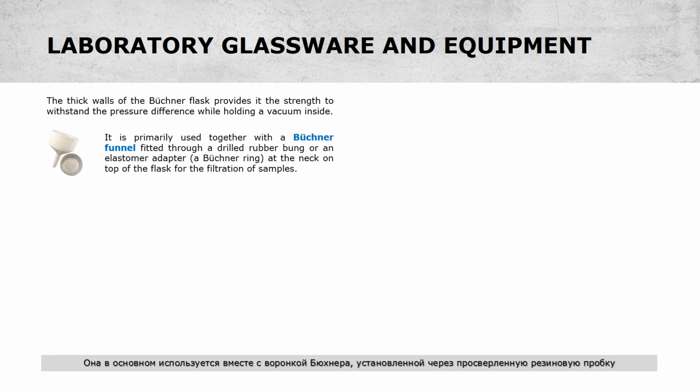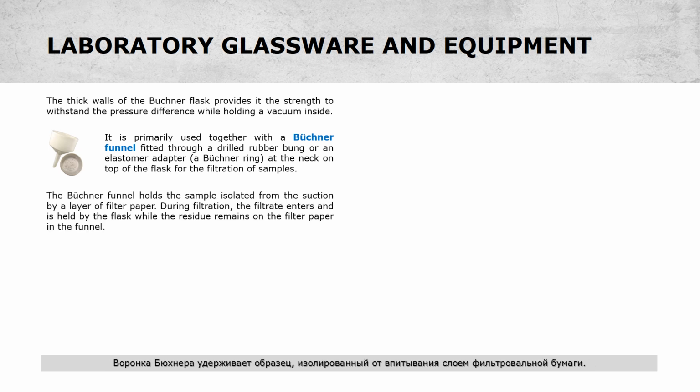It is primarily used together with a Buchner funnel fitted through a drilled rubber bung or an elastomer adapter, a Buchner ring, at the neck on top of the flask for the filtration of samples. The Buchner funnel holds the sample isolated from the suction by a layer of filter paper. During filtration, the filtrate enters and is held by the flask while the residue remains on the filter paper in the funnel.